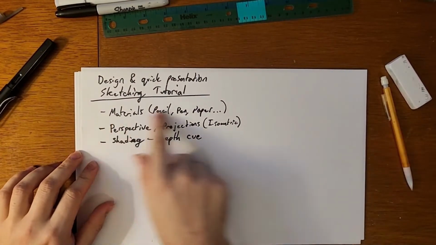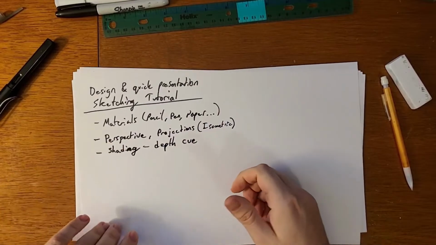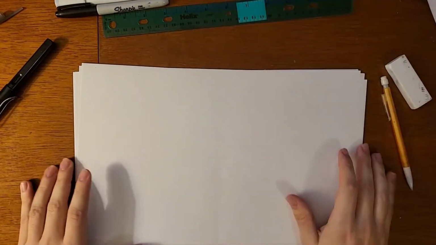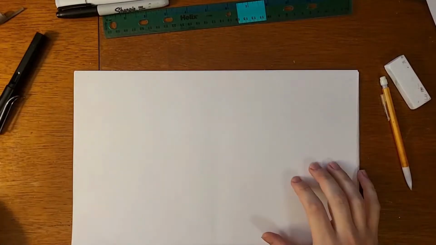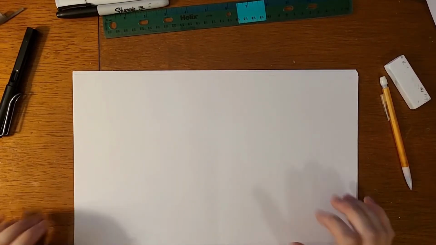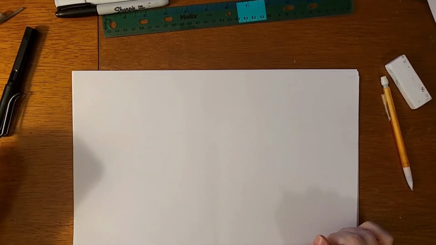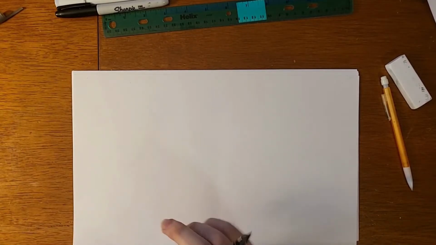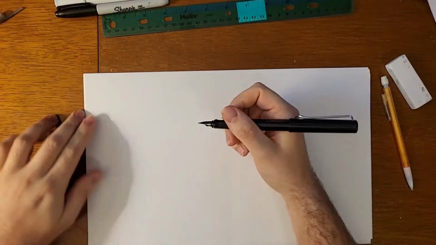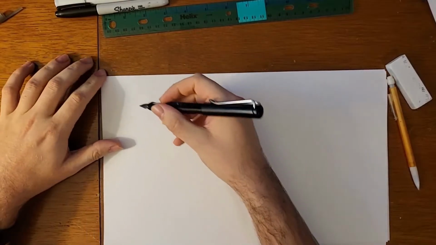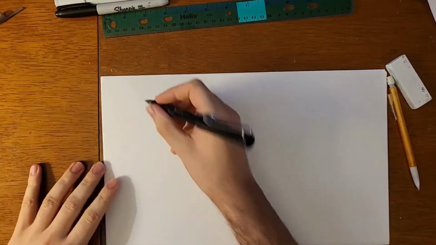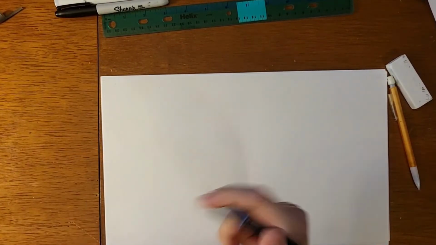So that was materials, and now we go on to perspective and projection. T has already touched on the basic kinds of perspective sketching. I'll give some terms and definitions here. First of all, I was going to use the pencil.